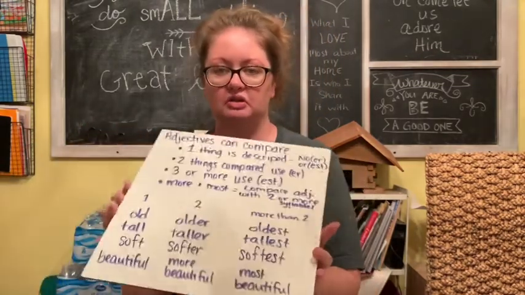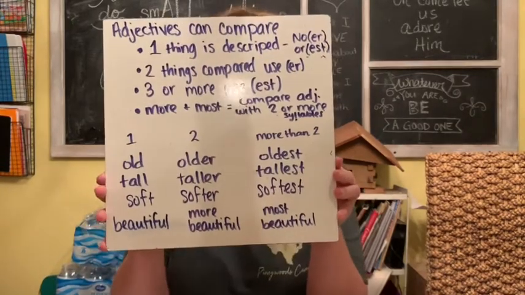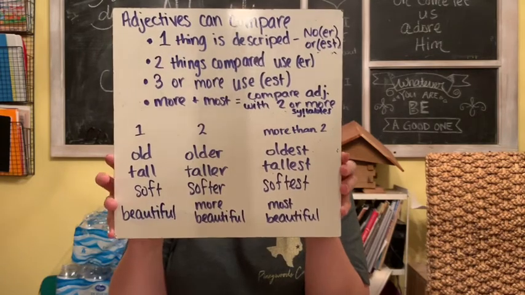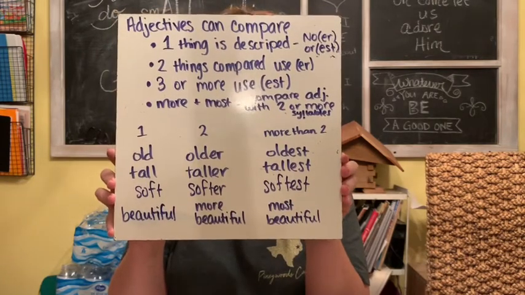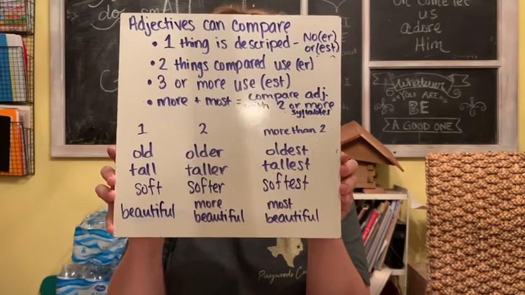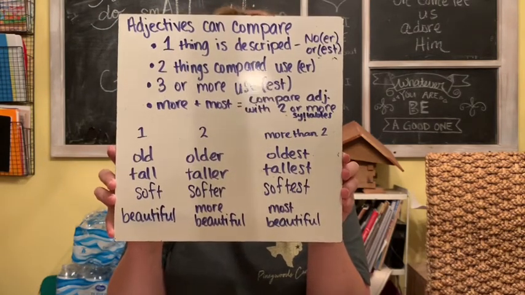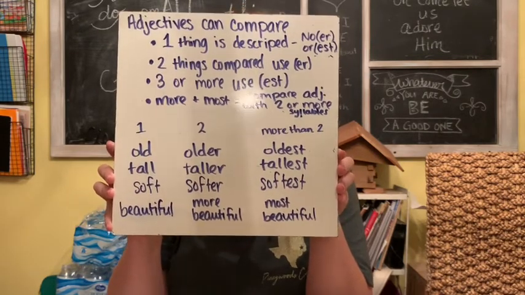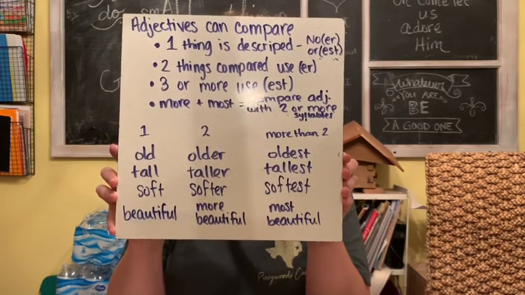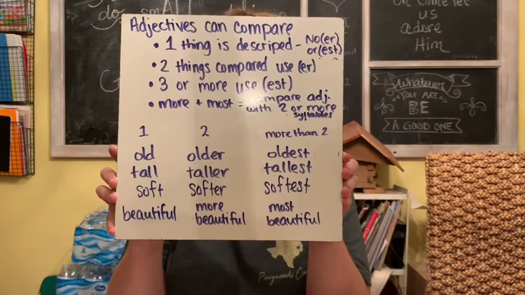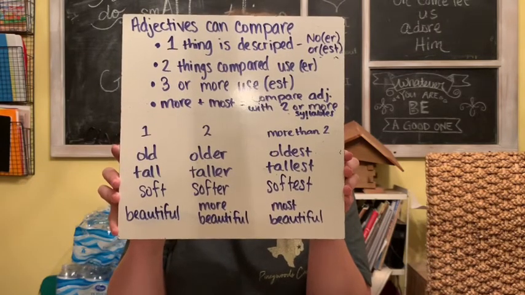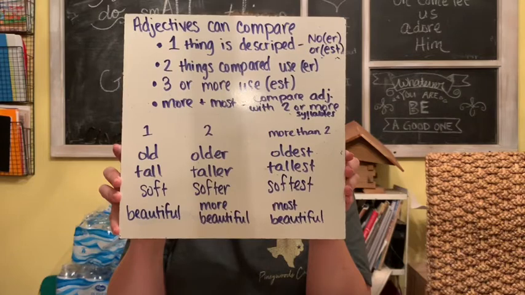I'm going to show you our board here real quick. So you do not have to write these down. These are kind of the rules that I just went over. If you want to take notes, then you are welcome to pause the video here and write these down, but you do not have to, okay? All this is telling you is adjectives can be used to compare things. When only one person or thing is described, we use the adjective without an ER or an EST. For example, old. Grandfather is old. Jerry is tall. In both of those sentences, we are only describing one thing.